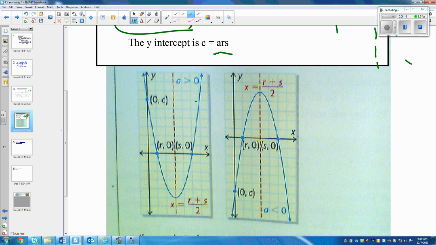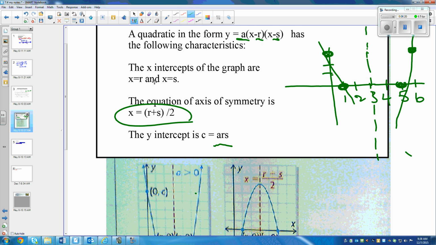So all we're learning is a couple new tricks today. Basically, what are we learning? We're learning how to find the axis of symmetry, R plus S, the x-intercepts added together divided by 2. And how do you find the y-intercept when it's in factored form? The x-intercepts times by themselves times by that big factored number out front, right? That big A value. Okay?